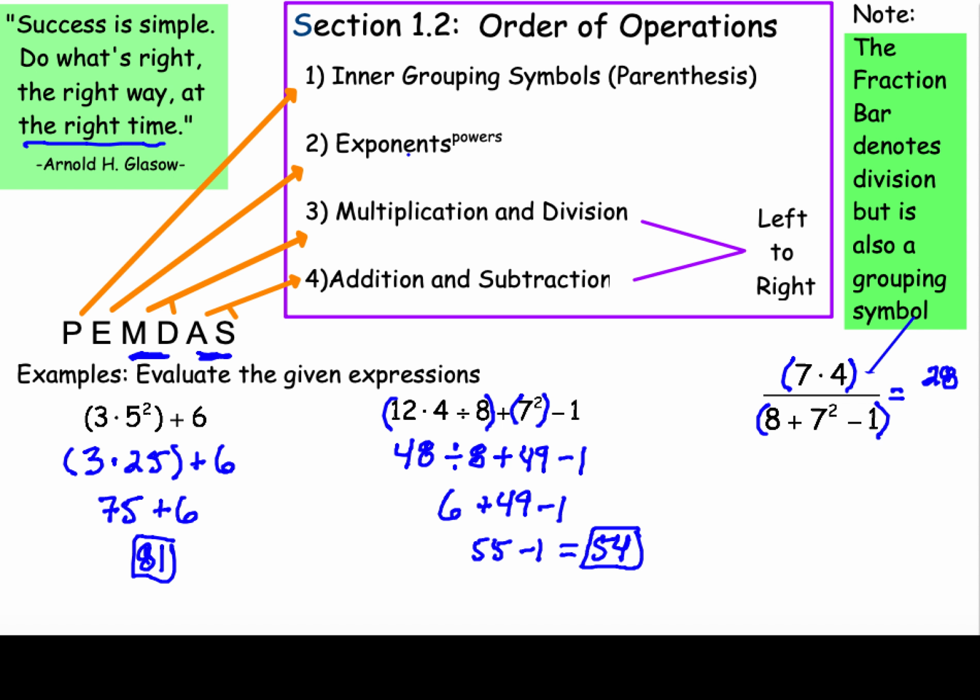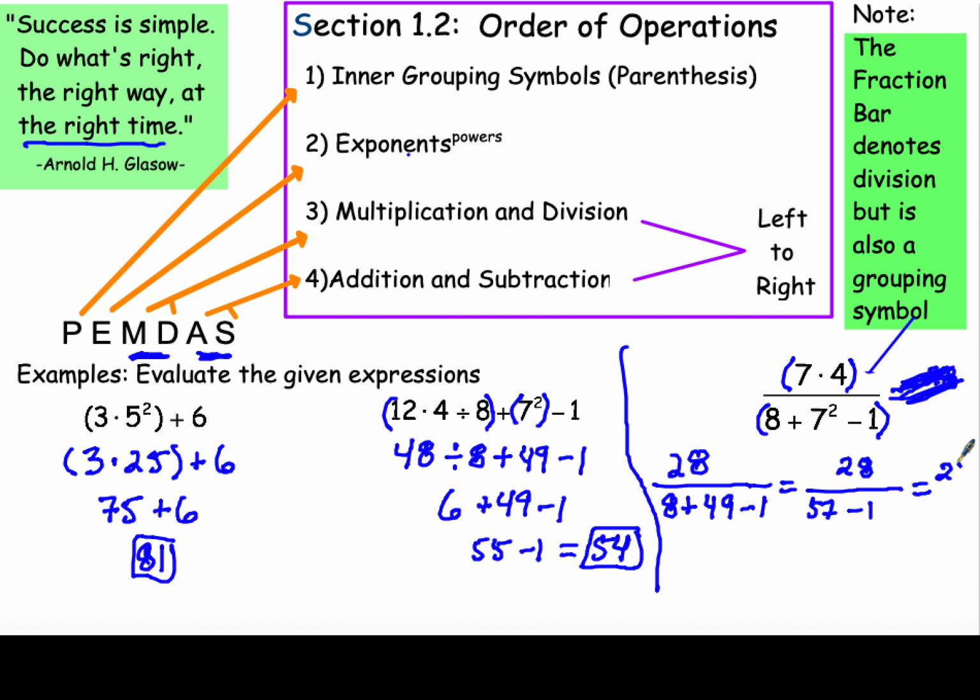And then I've got all that stuff on the bottom, and I think I'm going to run out of room over here. So I'm going to go ahead and move back to the left. I've got 28. Kind of lop that off there. 28 divided by. On the bottom, I've got 8 plus, again, that 7 squared is going to be 49, and a minus 1. 28 on the top. Now I've got to do addition again, left to right. Addition becomes 57 minus 1.